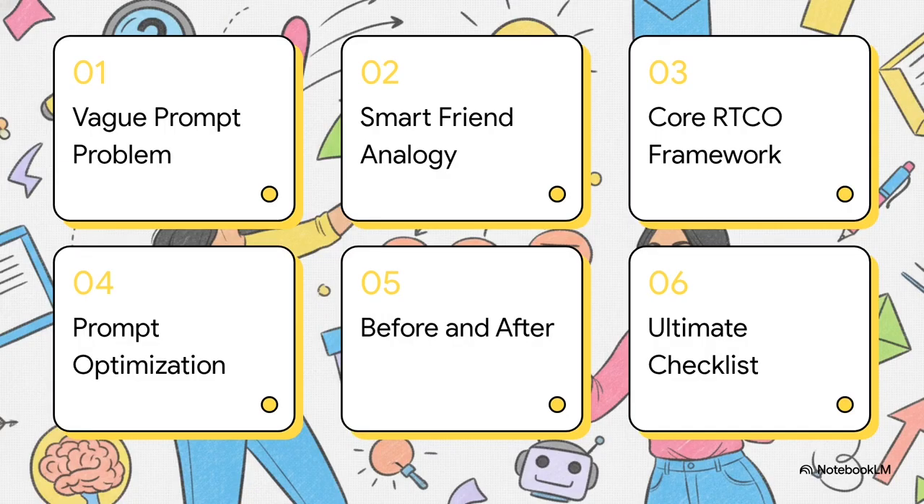Here's our game plan for today. We'll start by diagnosing the vague prompt problem, move on to a really helpful smart friend analogy to shift your mindset, and then break down your ultimate prompt layer by layer using the core RTCO framework. We'll sprinkle in some advanced optimization tricks, look at a crazy before and after transformation, and wrap up with a definitive checklist. Let's jump right in.